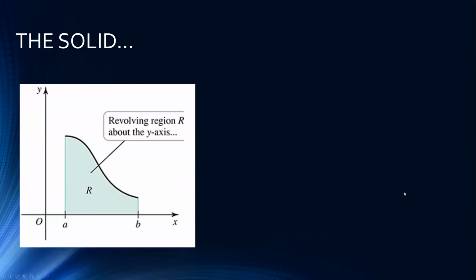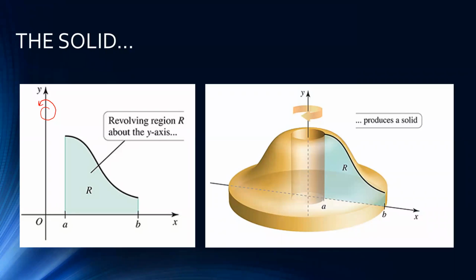So let's talk about a solid. Suppose you have a two-dimensional shape like this, region R. What you're going to do for this problem is think about rotating it about the y-axis. Pause the video for a second. Visualize that region R rotated about the y-axis. Can you visualize that solid? Doodle on your paper. All right, did you see something like this? Okay, so that's the solid.